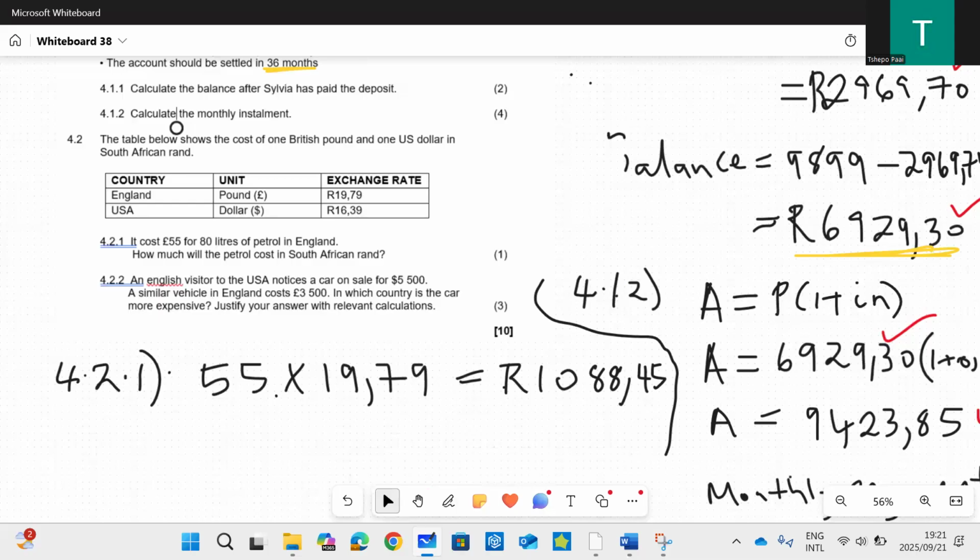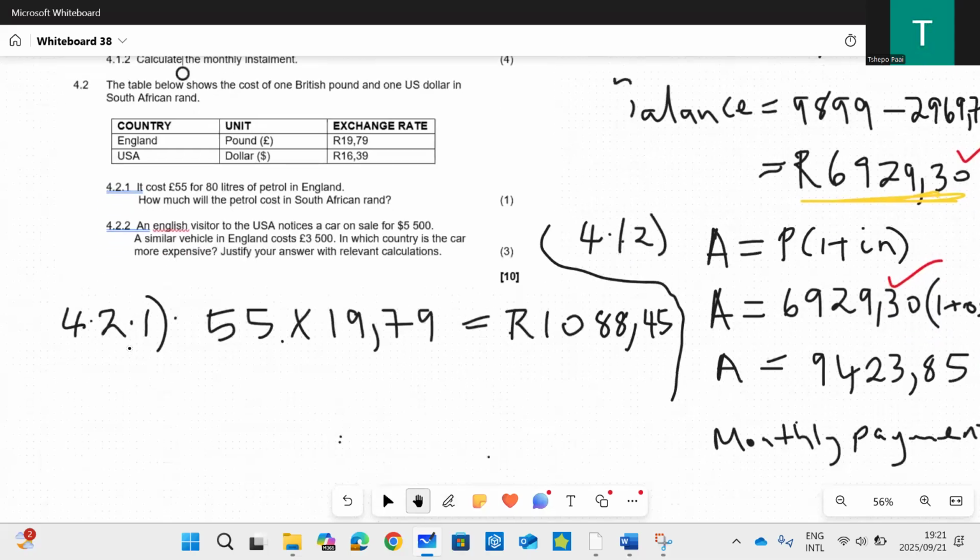Question 4.2.2. Now here they are saying in 4.2.2, an English visitor to the USA noticed a car on sale for 5,500 pounds. A similar vehicle in England cost 3,500 pounds. In which country is the car more expensive? Justify your answer with the relevant calculations. Now, let's answer this question.